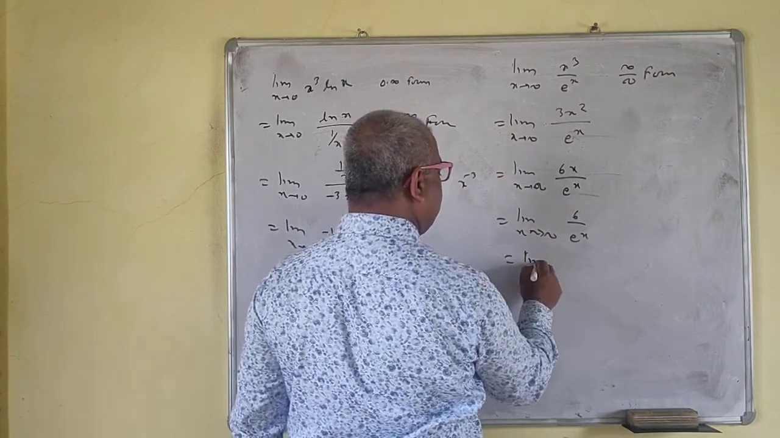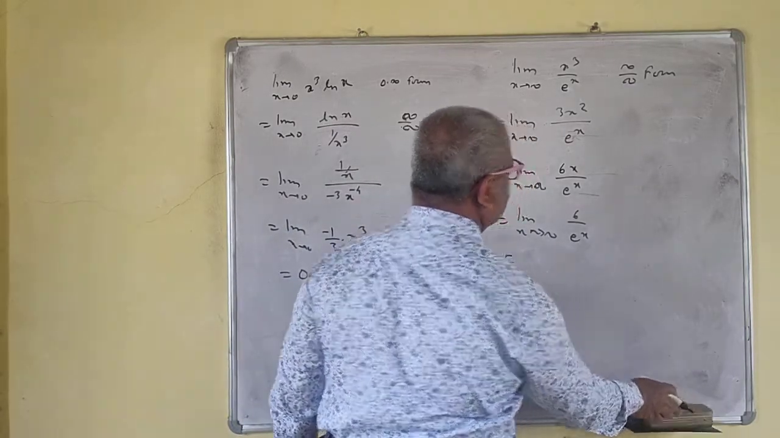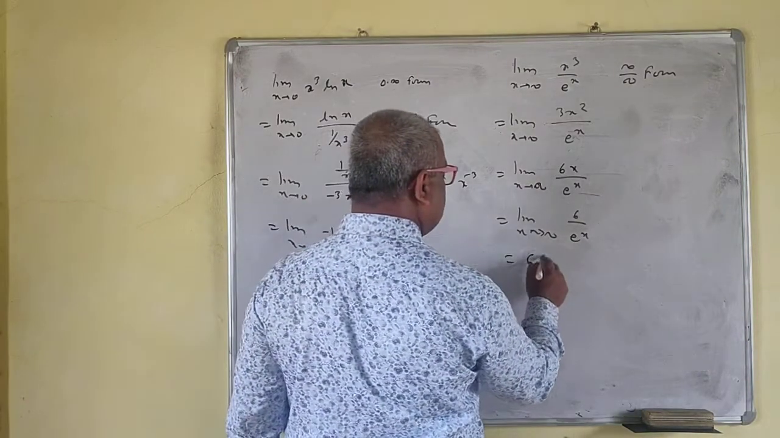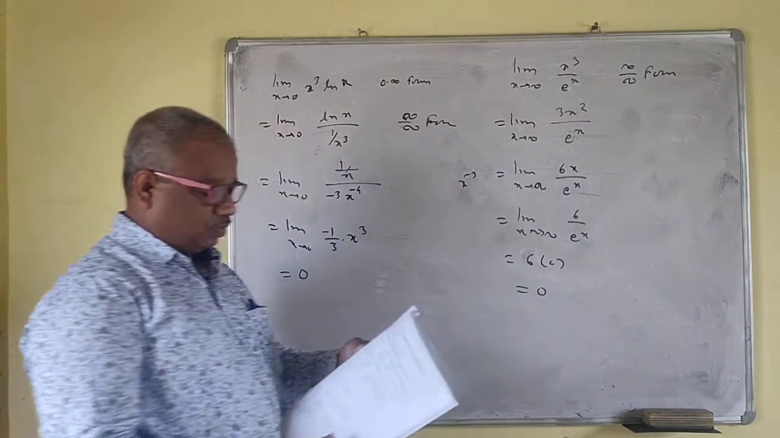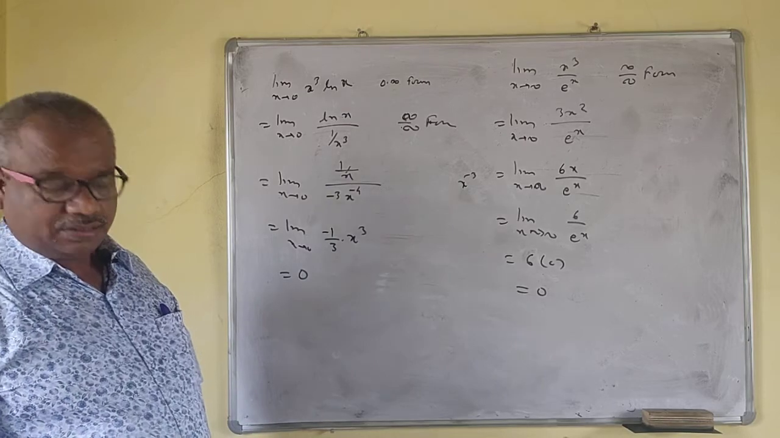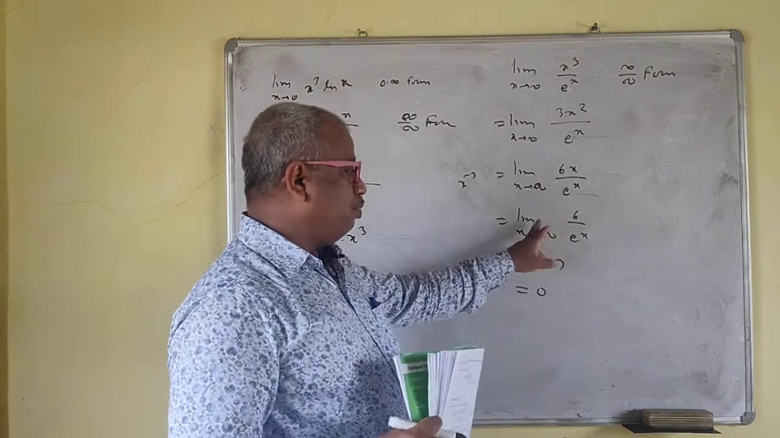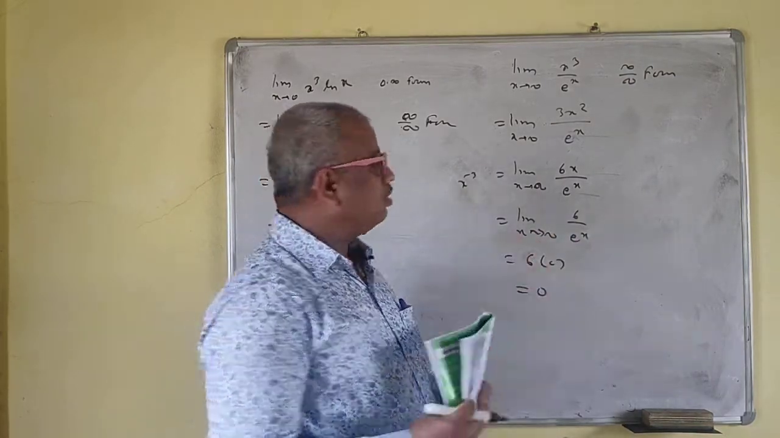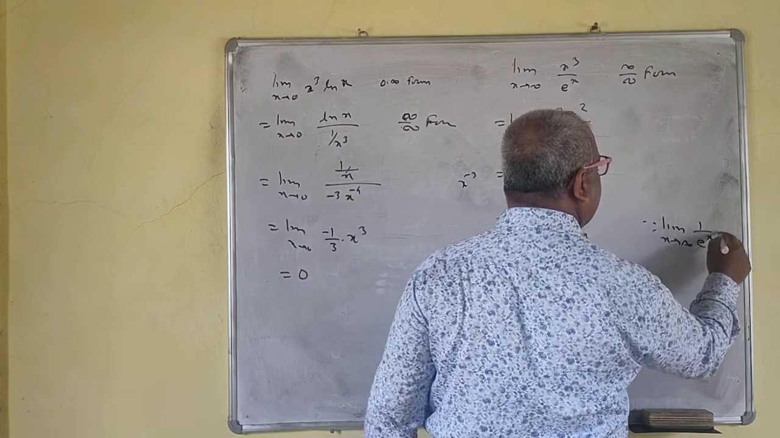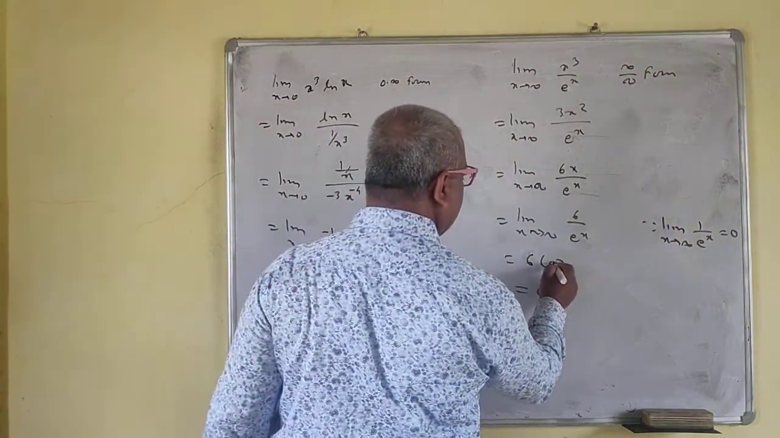So you can write this as limit x tends to infinity. This is not infinity by infinity form now. But 1 upon infinity is 0, right? So 6 into 0, so this is 0. You can also write it as e raised to minus infinity, and you know that e raised to minus infinity is 0. You know that the limit as x tends to infinity of 1 upon e raised to x is 0. So that formula you can apply here. So this is 0.